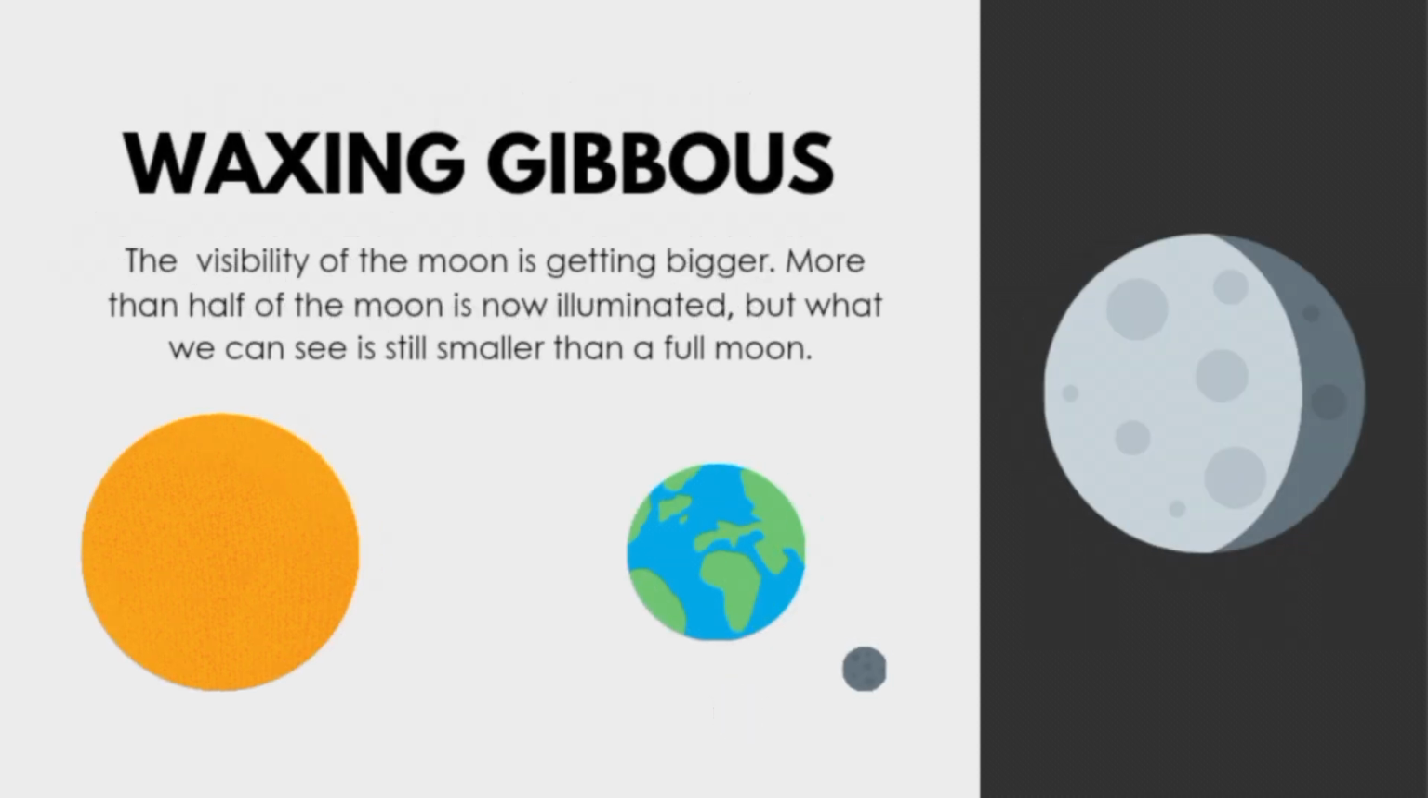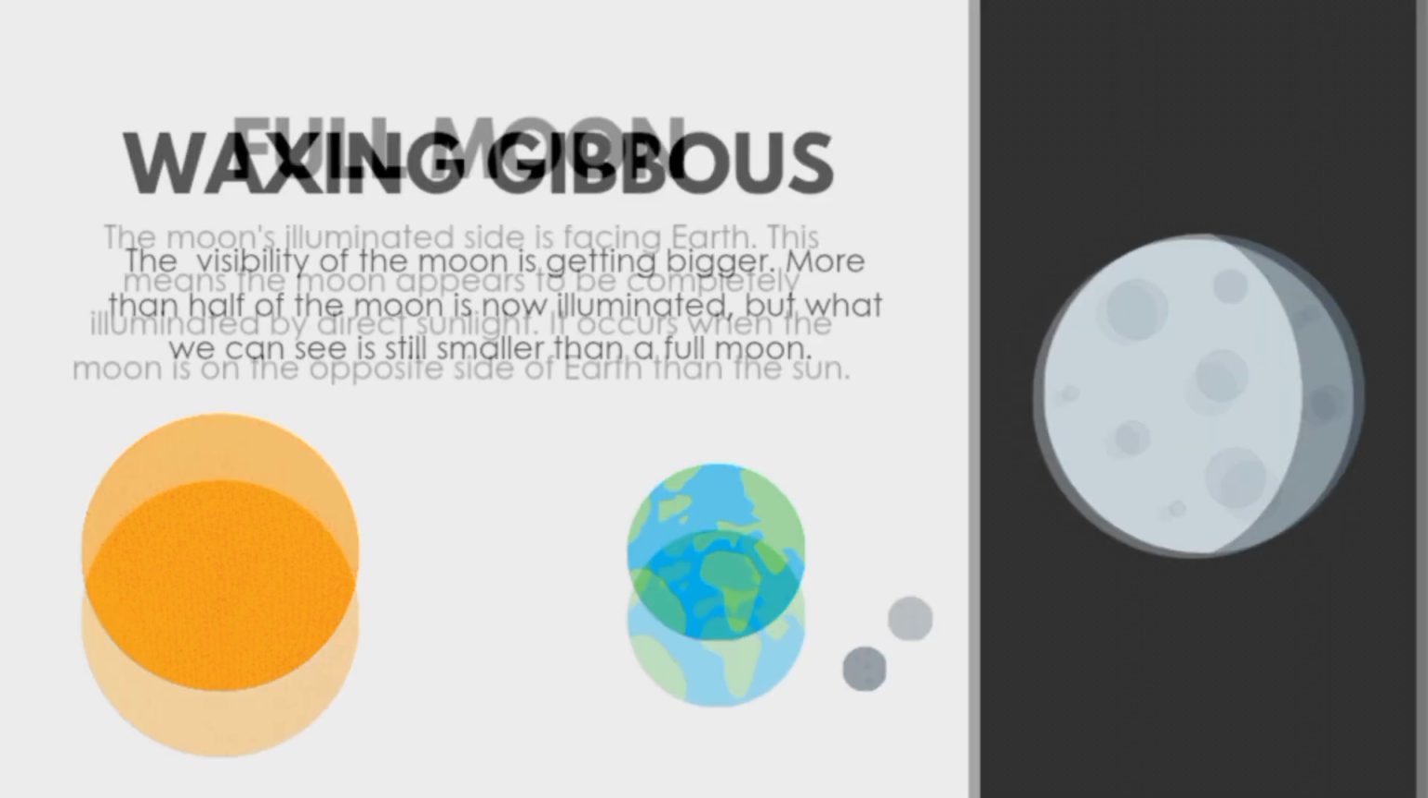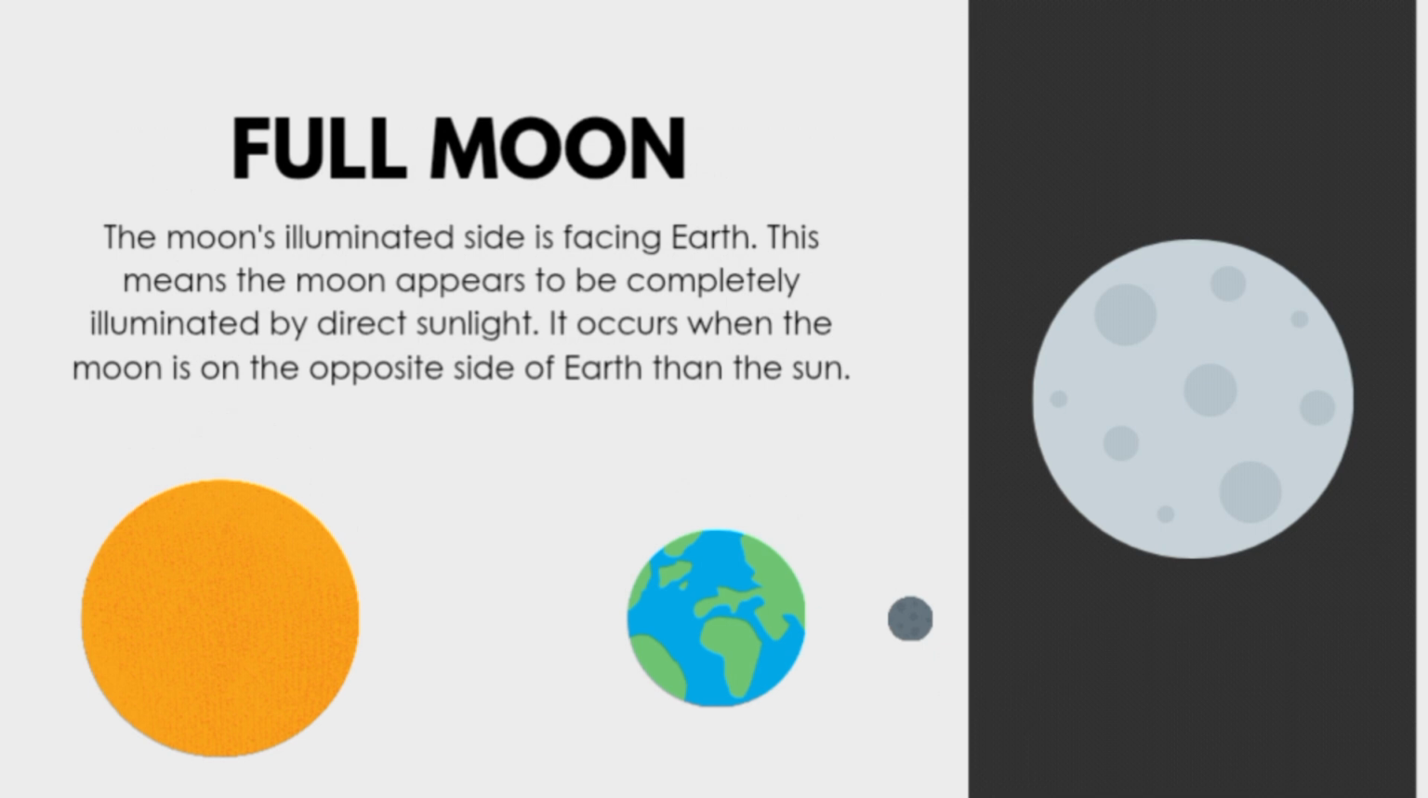Next is waxing gibbous. The visibility of the moon is getting bigger. More than half of the moon is now illuminated, but what we can see is still smaller than a full moon. Next, the one and only beautiful full moon. The moon's illuminated side is facing Earth. This means the moon appears to be completely illuminated by direct sunlight. It occurs when the moon is on the opposite side of Earth than the sun.